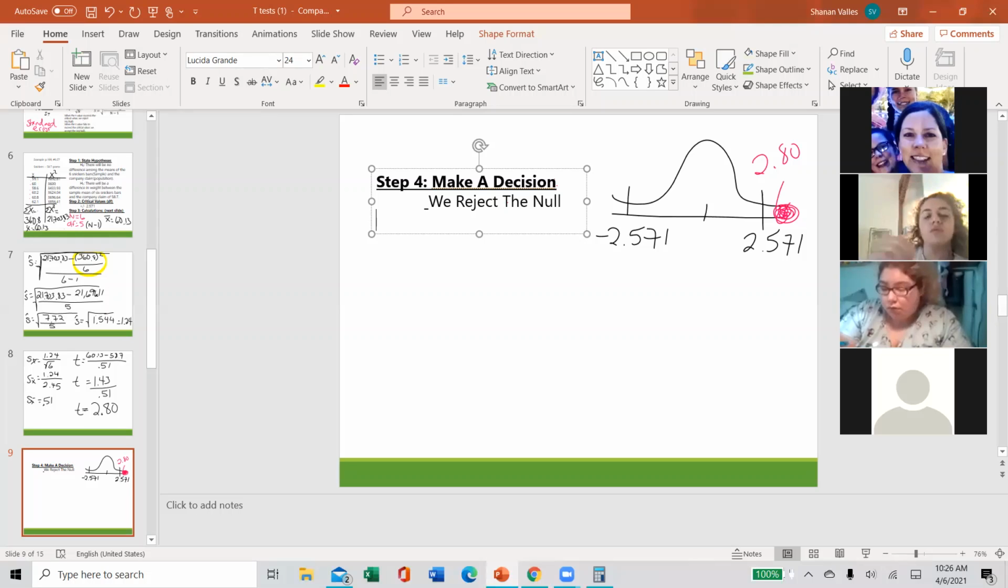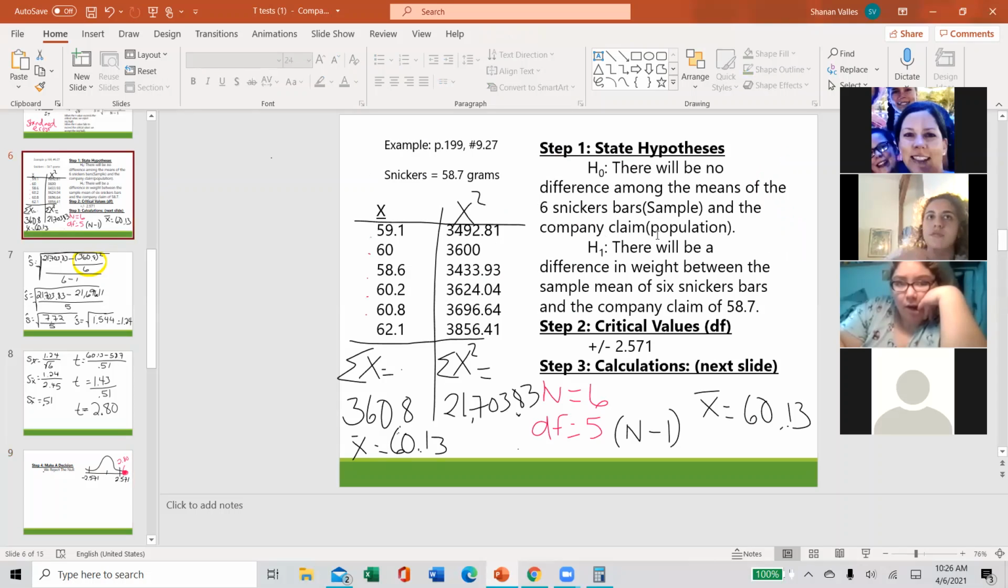I would like you to try and go beyond and write a little conclusion, because it's always nice to be able to say, so what does that mean? What does it mean? We rejected the null, meaning that there is a difference. Can you say which way, Natalia?